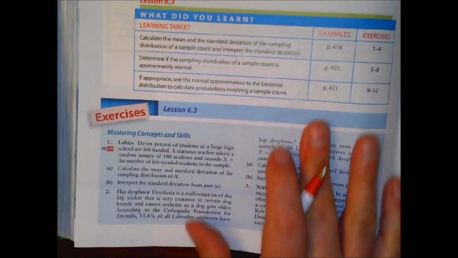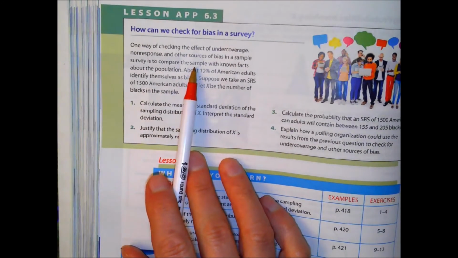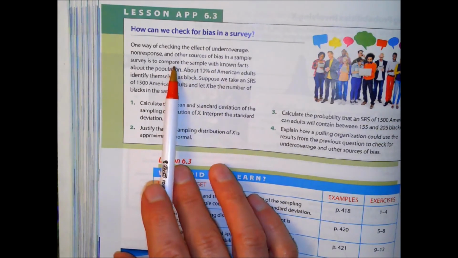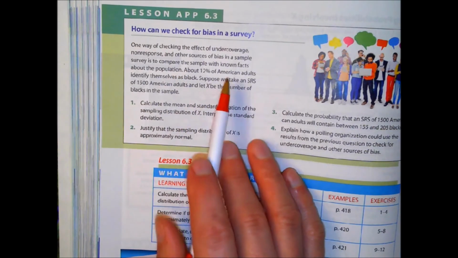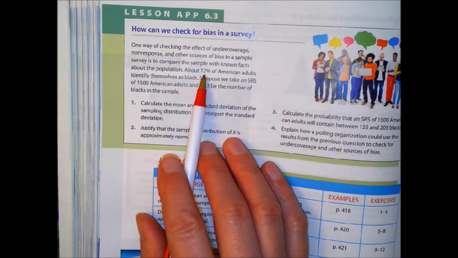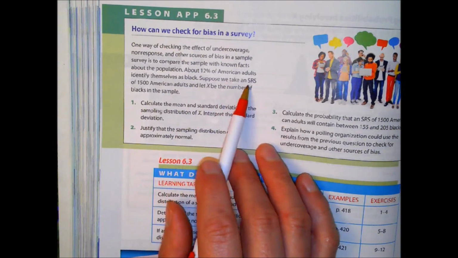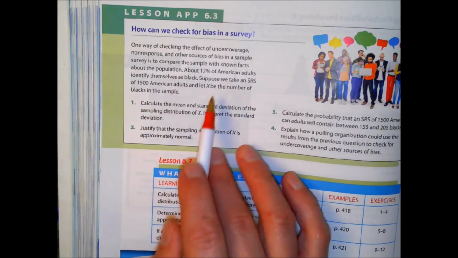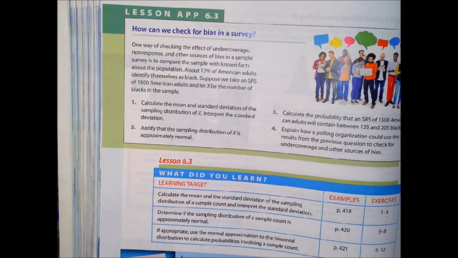Okay, so let's do this problem right here. One way of checking the effect of undercoverage, non-response, and other sources of bias in a sample is to compare that to known facts about a population. For example, in the United States, about 12% of the people identify themselves as black. Suppose we take a sample of 1,500 American adults. How many would I expect to be black? X is going to be the number of these that I expect to be black.